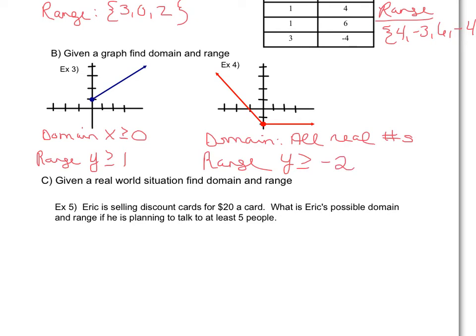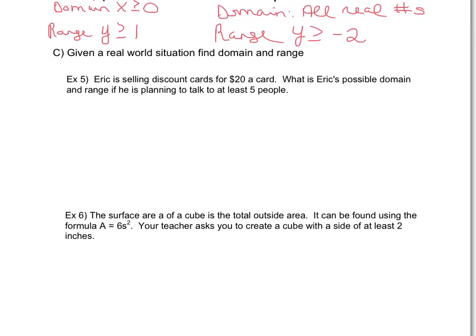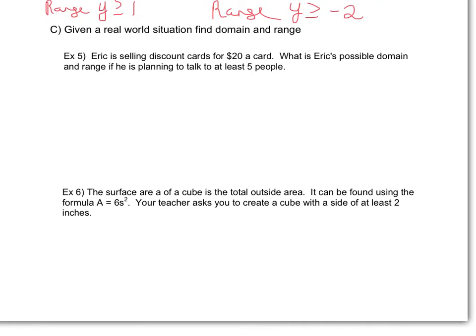Finally, we also want to be able to find domain and range from a real-world situation. So looking at these last two examples, on example 5, Eric is selling cards for $20 a piece. We want to know what his possible domain and range is if he's planning to talk to at least 5 people. Well, first I have to figure out what's my input, what's my independent variable, and what's my output, what's my dependent variable.